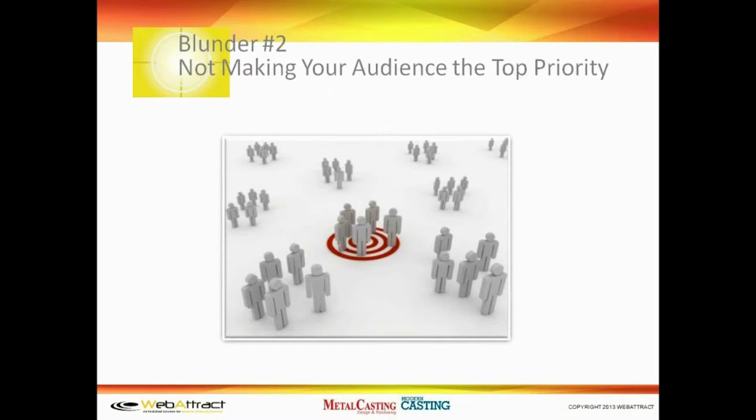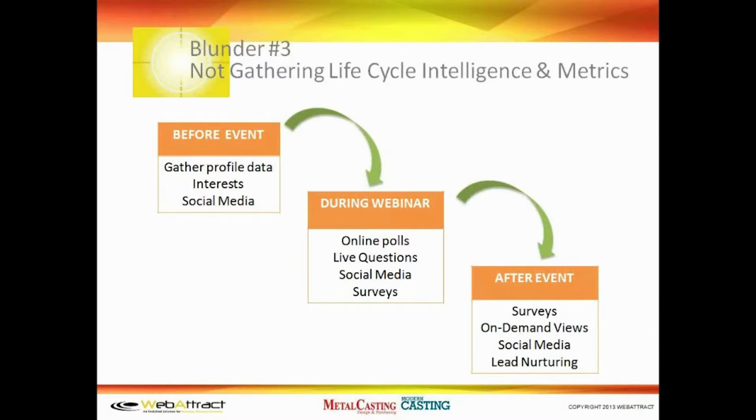The second blunder really is not making your audience the top priority. This is about your audience, not about you. Why will your audience want to learn what you have to say? What's in it for them? Is it addressing that pain point? Are you showing them how to get better outcomes? If everything you do is around your audience, you'll be fine.